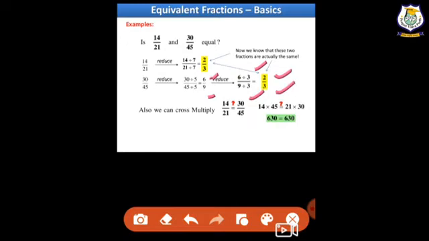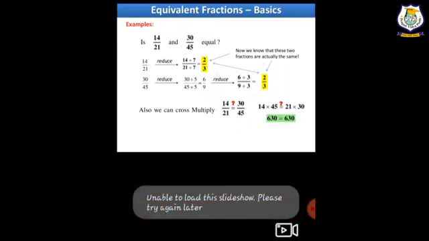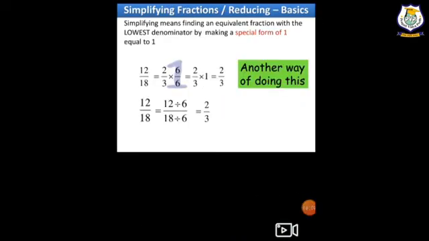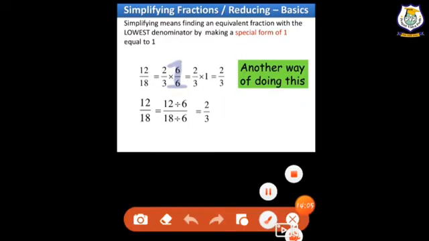We will have to reduce till the point when the numerator and denominator do not come in the same table. So it means 2 by 3, 2 by 3. It means 14 by 21 and 30 by 45 both are equal. Like that we will find out how we can identify that two fractions are equivalent. Here is our simplify fraction or reducing fraction.